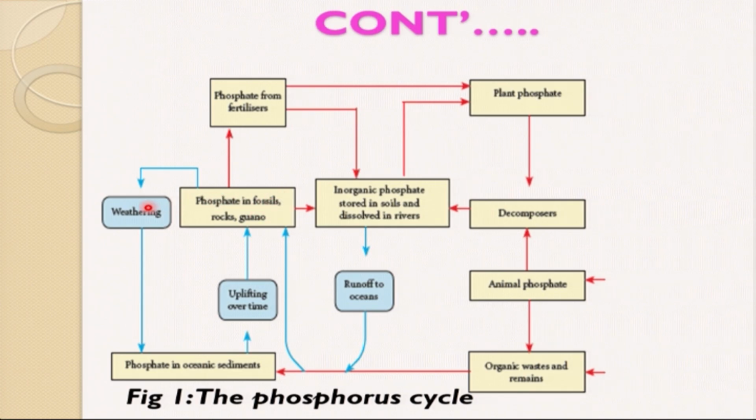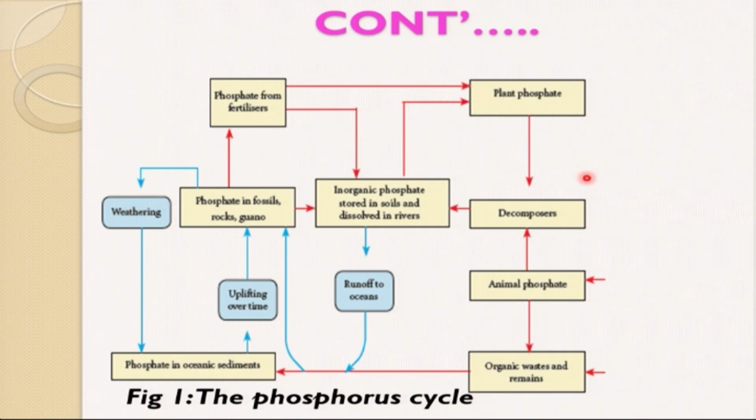Once it rains, the phosphorus, because of weathering, is going to be carried to the oceans. And in the oceans, it is going to be phosphate in oceanic sediments. It is going to be uplifted over time. After a certain period of time, the phosphate will be released back to the atmosphere, and it is going to be taken by these phosphate fossils, acting as phosphate fossils in rocks and even guanos, and phosphate in the form of fertilizers. Once it is released back, it is going to be acting as a fertilizer. This is involving weathering.